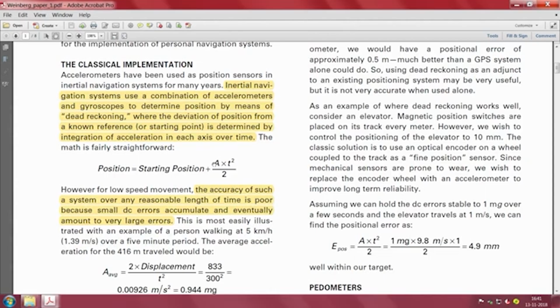I have marked some parts in a different color with the help of our project staff Praveen. Essentially it is saying that inertial navigation systems use a combination of sensors, and dead reckoning, where the deviation of position from a known reference or a starting point is determined by integration of acceleration in each axis. This is a very simple expression, nothing but half a t squared, plus the initial position, which is essentially ut plus half a t squared, a very well known expression. And at low speed, the accuracy of such a system over a reasonable length of time is very poor.